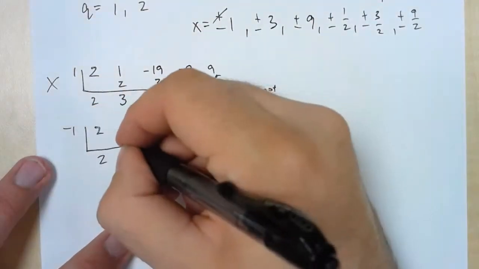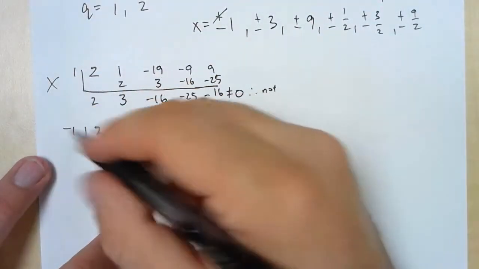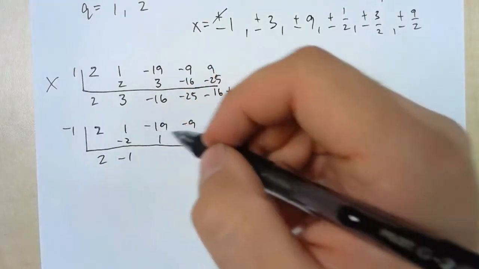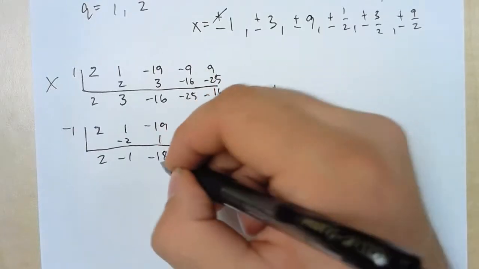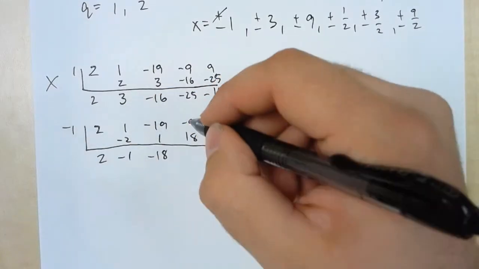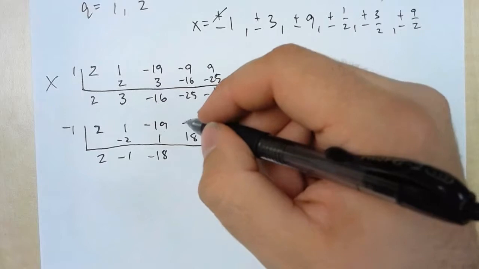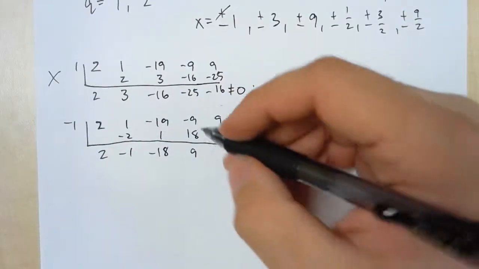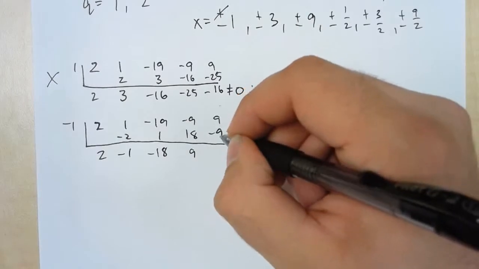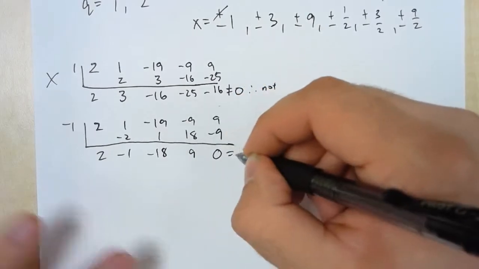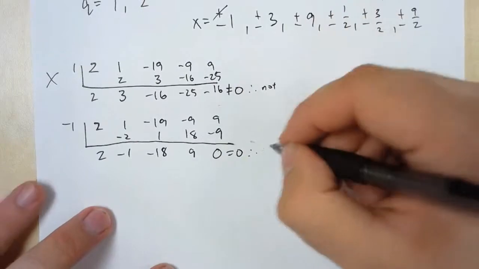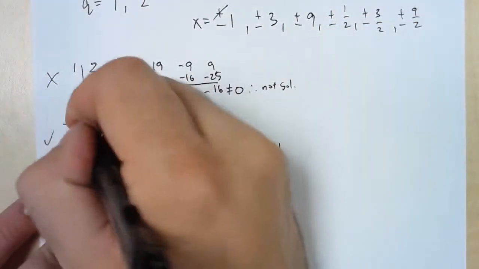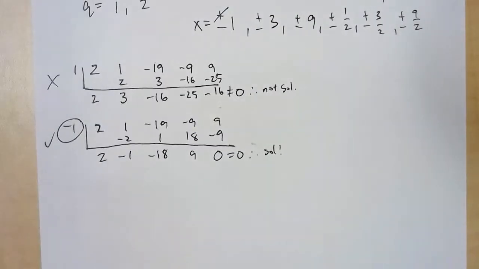2 times negative 1 is negative 2, negative 1, positive 1, negative 19 plus 1 is negative 18, times negative 1 is positive 18, negative 9 plus 18 is positive 9, 9 times negative 1 is negative 9, negative 9 plus 9 is 0. Woohoo! It equals 0, so therefore it's a solution. So that one works. So there's one of our 4 possible solutions.